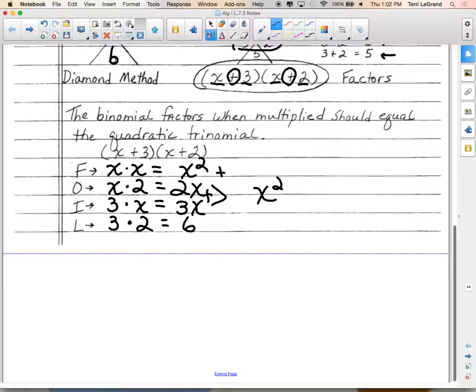So we have addition between all of these, right? So we have x squared plus 5x. 2 plus 3 is 5. And 2 times 3 is 6. It takes us back to the quadratic trinomial we were factoring. Questions?